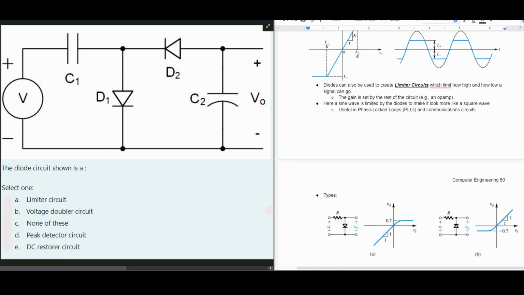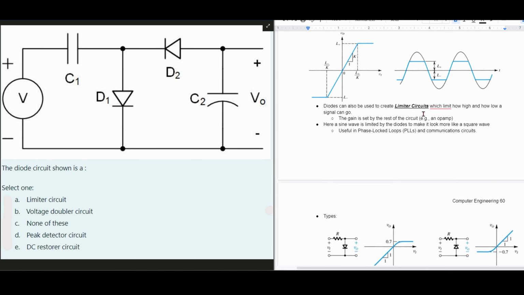The following question asks us if the diode is a limiter circuit, a voltage doubler circuit, none of these, a peak detector circuit, or a DC restorer circuit. And for this, we're going to turn to the notes that are linked below the like button.